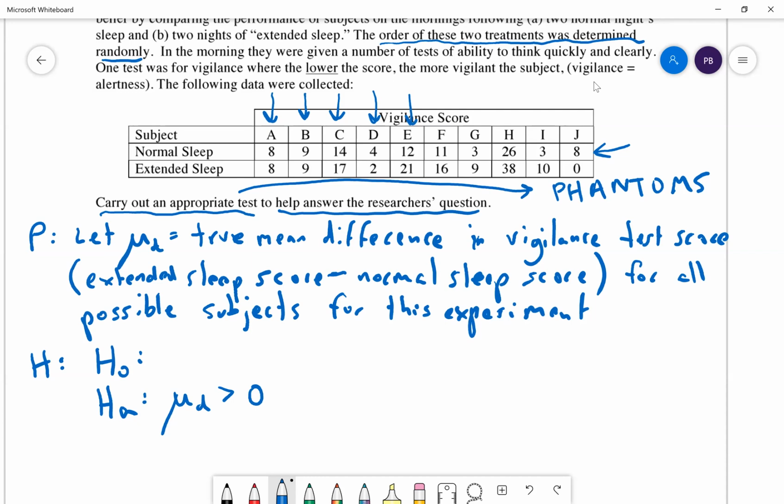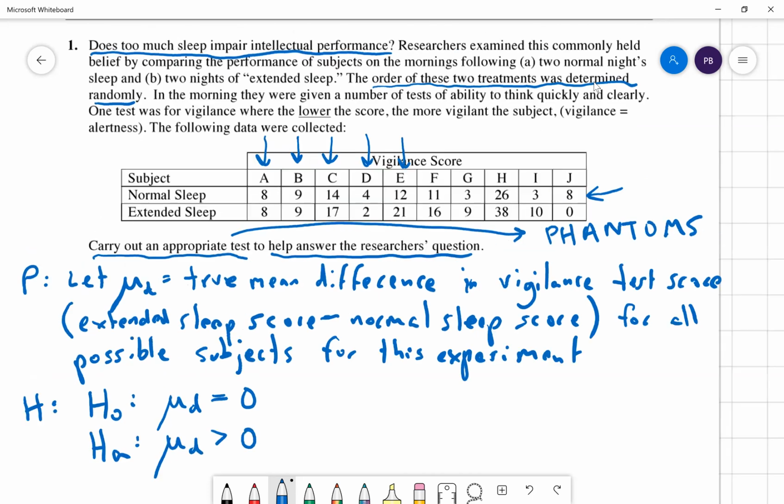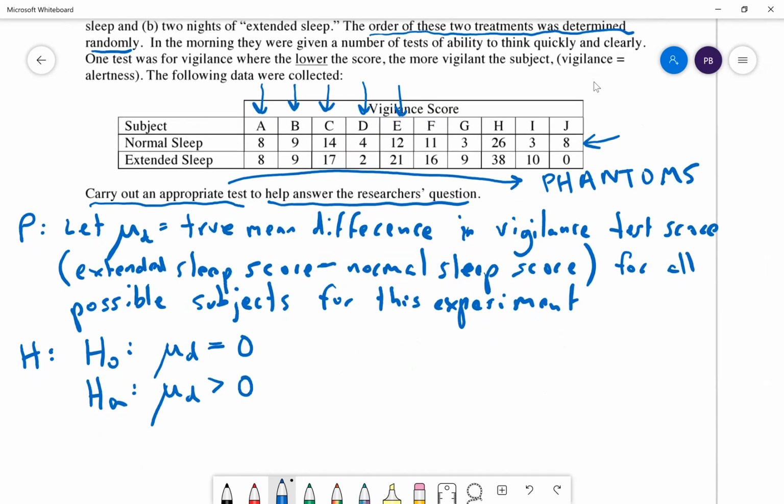And then for the null hypothesis, we always use the same symbol that we used in the alternative hypothesis, and we use the equal sign, and we use the same number. So that's our null hypothesis. And basically what that is saying is that there's no difference in vigilance when participants get extended sleep or normal sleep. That difference is basically 0. That's what the null hypothesis is saying. The problem does not give us a significance level, so let's just use our standard alpha equals 0.05.